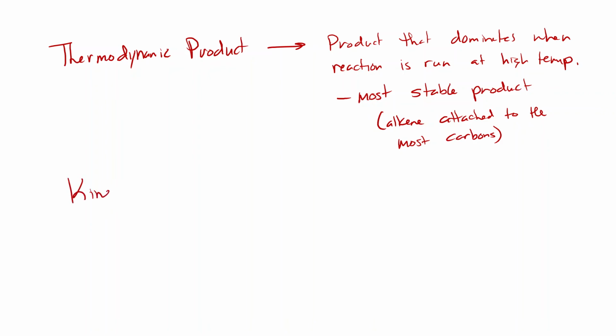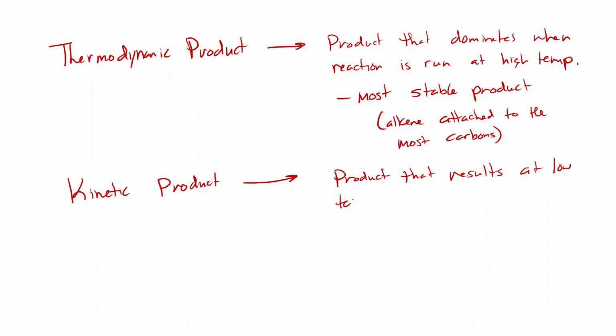The other option we have is the kinetic product. The kinetic product is the product that results at low temperature. Right? When the reaction is run at low temperature, the kinetic product goes through the most stable intermediate, usually a carbocation, right? So most stable carbocation.